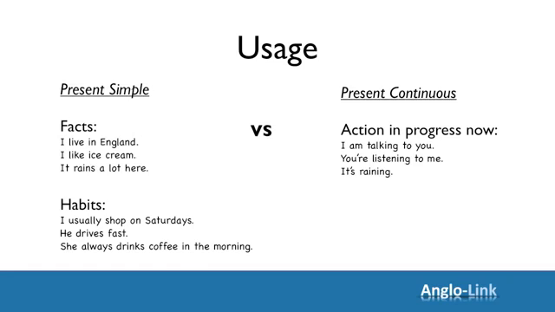So, just to sum up, use the present simple for facts and habits, things that happen regularly, that are general facts, and use present continuous for things that are in progress now, temporary actions. Right then, let's move on and look at some common mistakes.